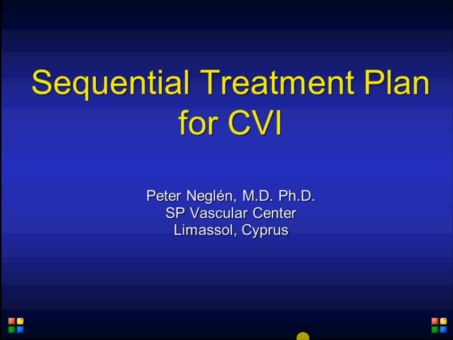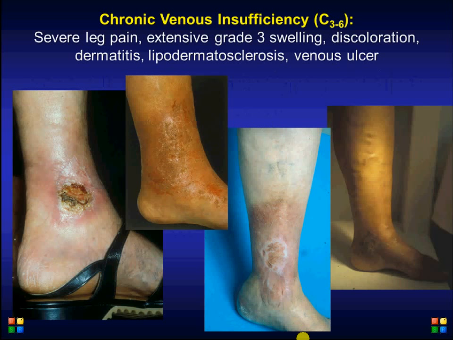I will start out by talking about the sequential treatment of chronic venous insufficiency. This is made as a framework for you to hang the other discussions on. Now what we are talking about is the C3 to C6 class. We can have severe leg pain, extensive grade 3 swelling, discoloration, dermatitis, lipodermatosclerosis, and venous ulcers. So these are patients that have a significant disease.